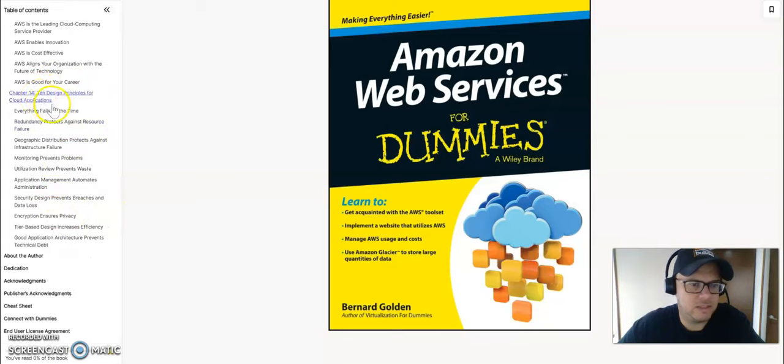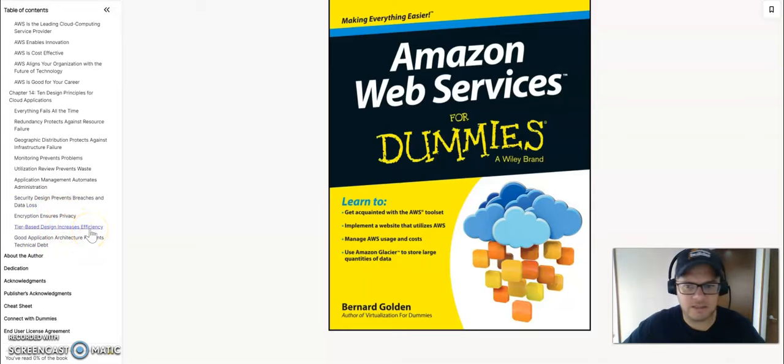It also gives you the 10 design principles for cloud applications, so everything that you need to know: everything fails all the time, redundancy protects against resource failure, geographic distribution protects against infrastructure failure, how you monitor, how you utilize application management for optimization, security design, encryption, database design for efficiency, and good application architecture prevents technical debt.